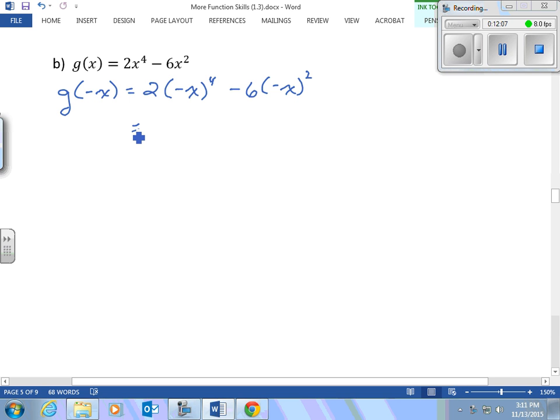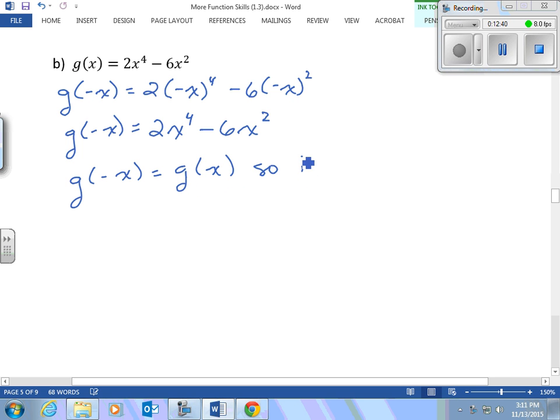So when I take negative x and put it to the power of 4, because that's an even power, it's going to end up being positive. So I'll end up with 2x to the power of 4. And the same thing is going to happen here. Negative x times negative x, as I'm squaring that, becomes positive x squared. So we have negative 6 times x squared. So g of negative x is exactly the same as g of x. So g of negative x equals g of x.